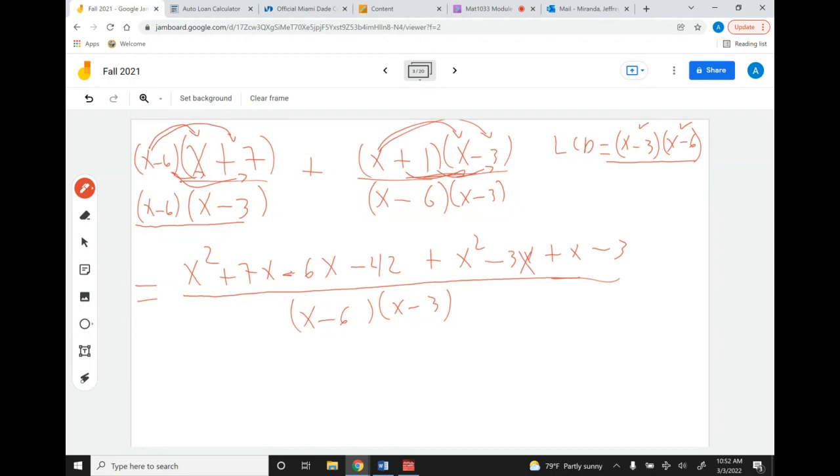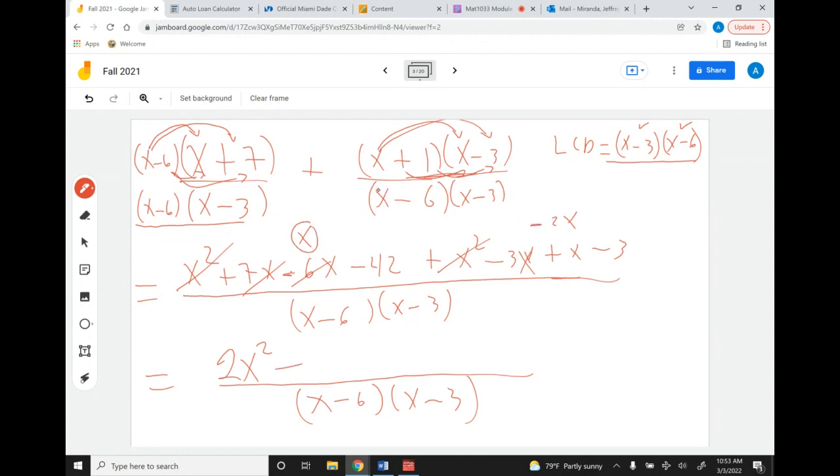And then at this point, you want to combine like terms. Again, I rewrite the denominator. At this point, it's just rewriting. And now I need to combine like terms. X squared plus another x squared gives me 2 of them. And then I have 7x minus 6x is x. Negative 3x plus x is negative 2x. X minus 2x is negative x.